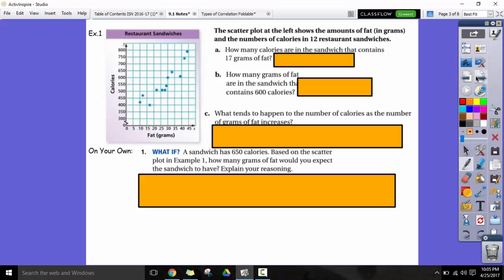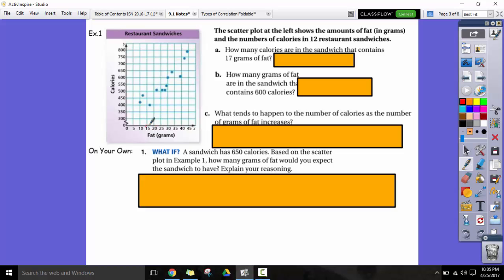Okay, example 1 at the top of your notes sheet. So we have a situation here. It says the scatter plot at the left shows the amount of fat in grams and the number of calories in 12 restaurant sandwiches. So we can see restaurant sandwiches, fat, calories, and then we have all of our data points on here. So question A, how many calories are in the sandwich that contains 17 grams of fat?